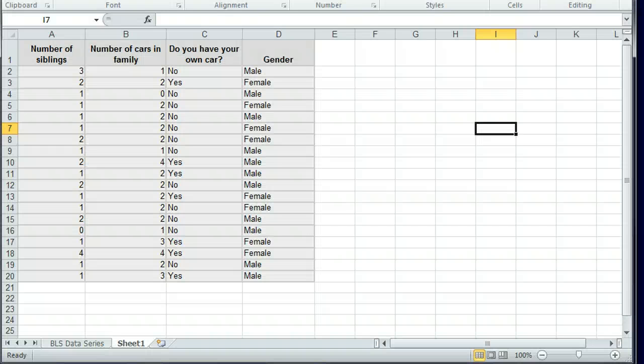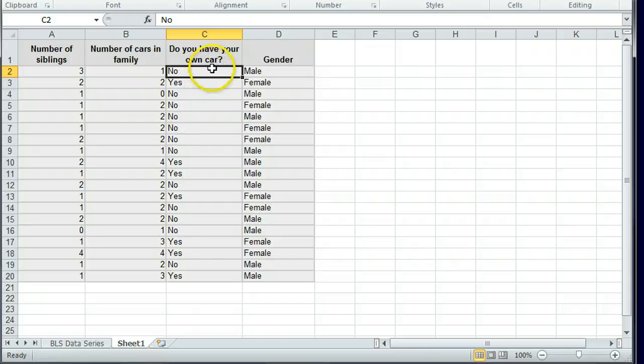Let's look at when you have two categorical variables and you want to determine if they are dependent on each other, if one helps you predict the other, or if they are independent, where one does not help you predict the other one. An example of two categorical variables would be the question, do you have your own car, and what is your gender? Each of them are categorical.